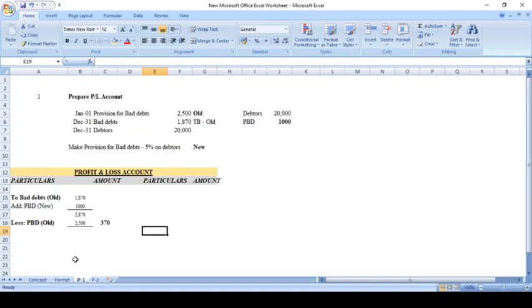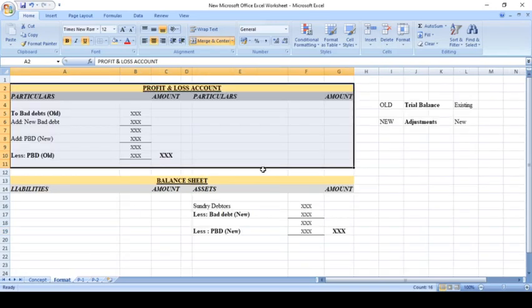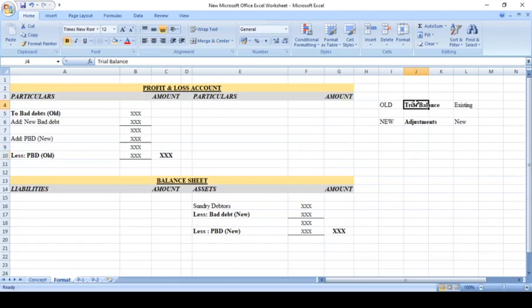Got it, girls? So let me just once again explain the concept. The item, the bad debt or provision for bad debt, whatever may be the item, if it is given in the trial balance, it means it's existing. So we call it old. So the old items have to be subtracted. Those items which are given in adjustments have to be added. So this is what it is.